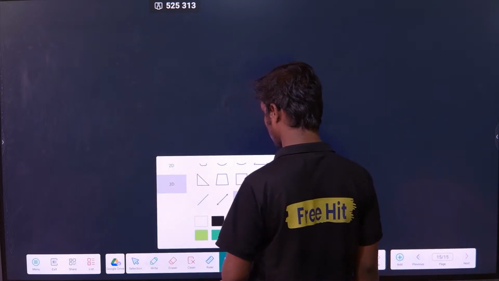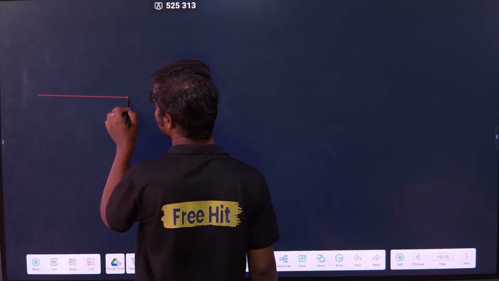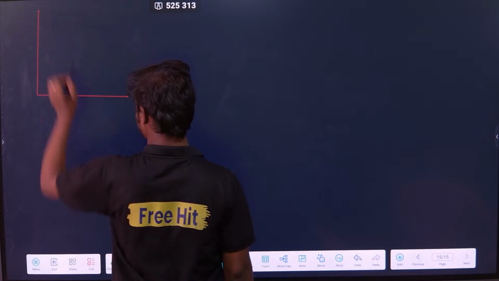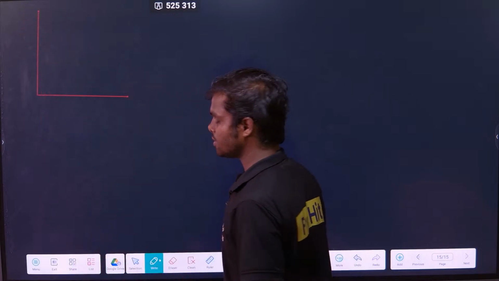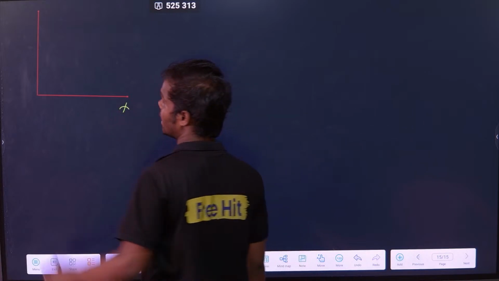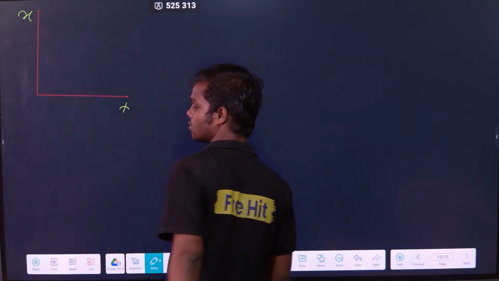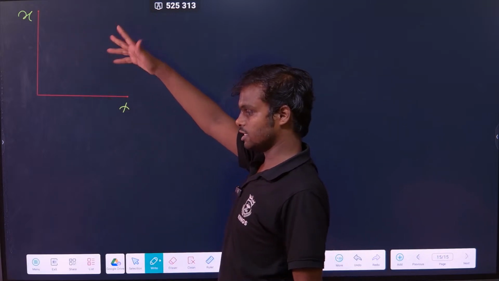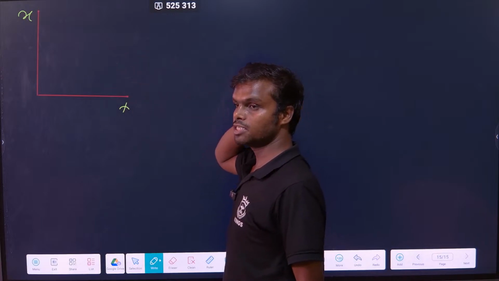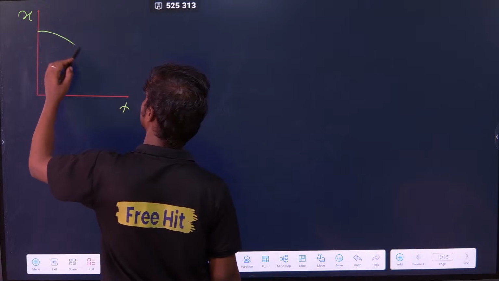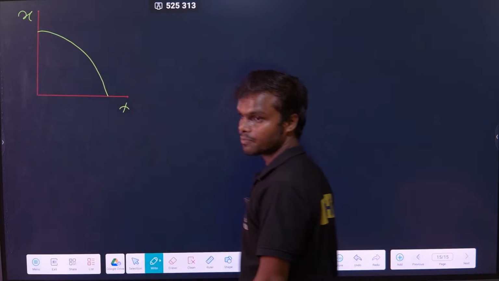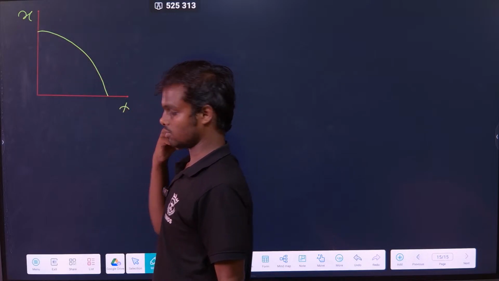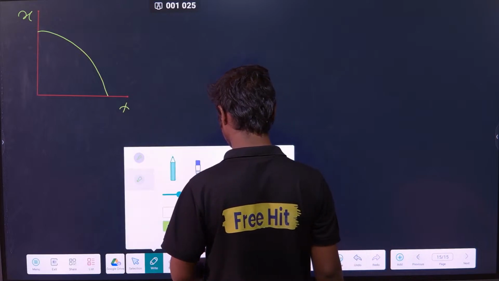Now if I ask you to draw a few graphs, can you draw? Yes, you can draw a few graphs. Simple thing, suppose I have time and I have x, the distance, or you can say displacement versus time. If you draw the graph between displacement versus time, you will get a graph like this. Initially the height is h, and when it reaches the ground, that height will become 0. Clear?